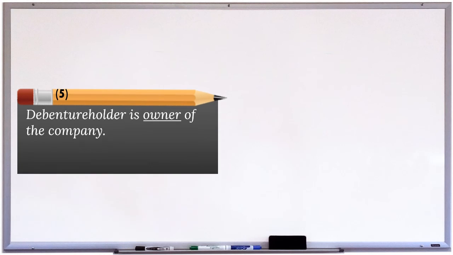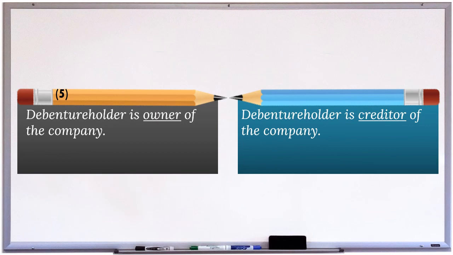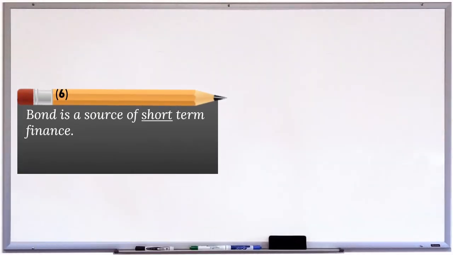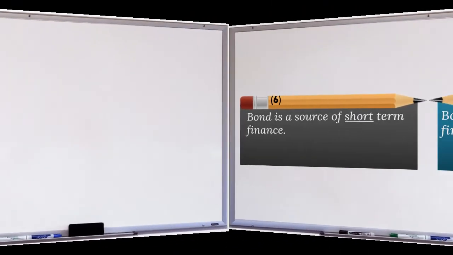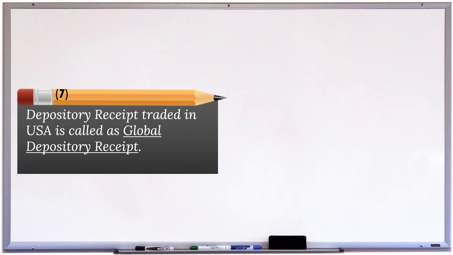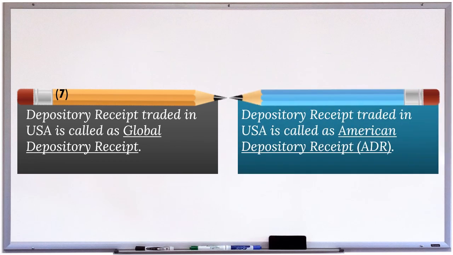5. Debenture holder is owner of the company. Answer. Debenture holder is creditor of the company. 6. Bond is a source of short-term finance. Answer. Bond is a source of long-term finance. 7. Depository receipt traded in USA is called as Global Depository Receipt. Answer. Depository receipt traded in USA is called as American Depository Receipt, ADR.